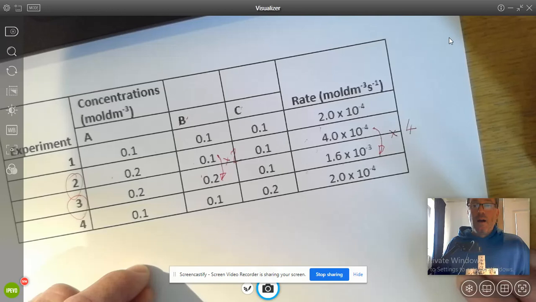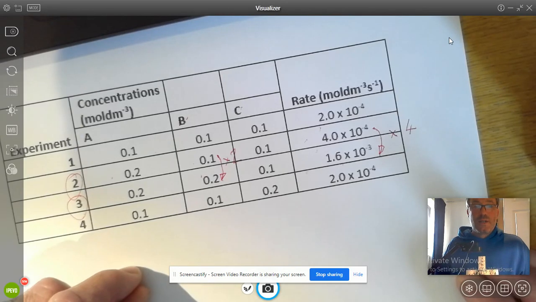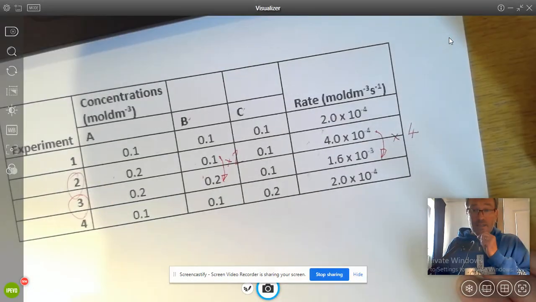Attached are some questions which I want you to work on. They get gradually harder, but that's life.